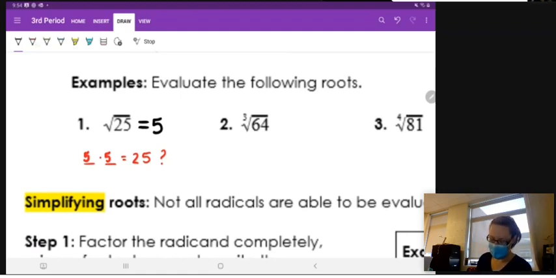So I'm going to take a different colored pencil real quick, and I'm just going to write out another way to think about this. 5 times 5 is 5 squared.